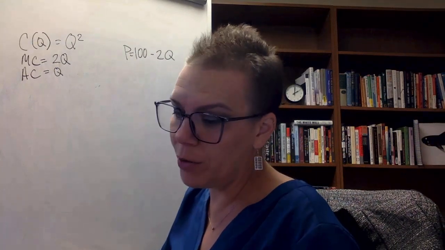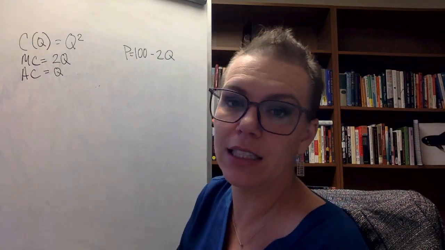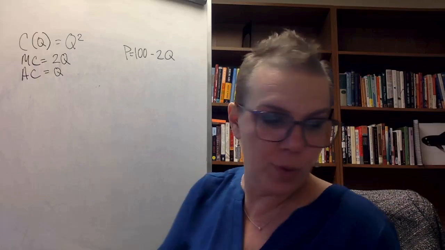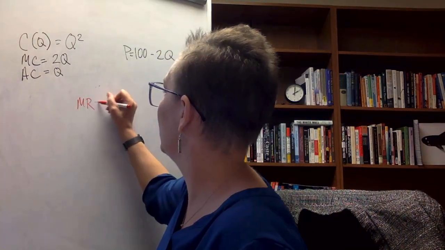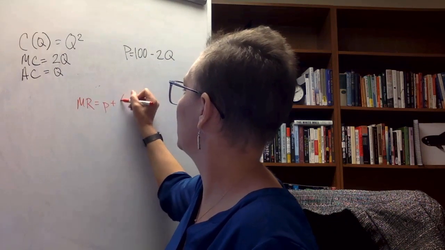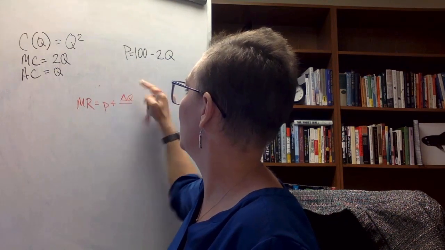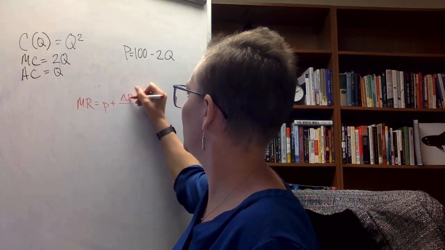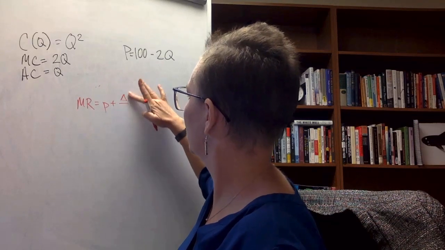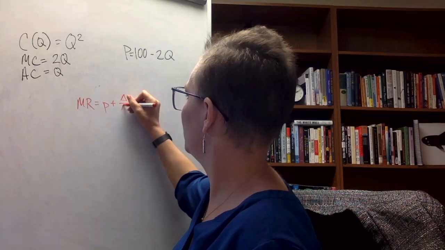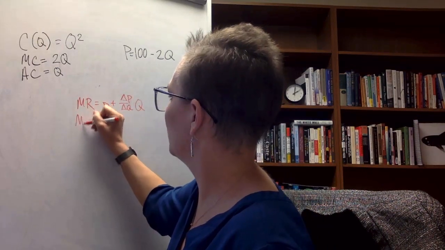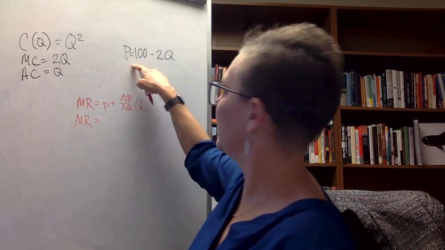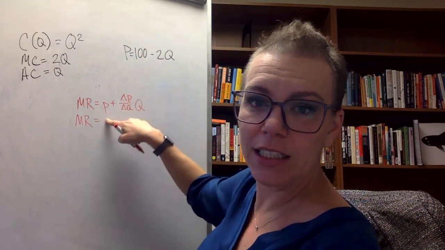Part B asks you to find the marginal revenue curve. The marginal revenue curve we spent a lot of time finding in a lot of different chapters. The formula that we use for finding the marginal revenue curve is that marginal revenue is equal to P plus change in P over change in Q times Q.